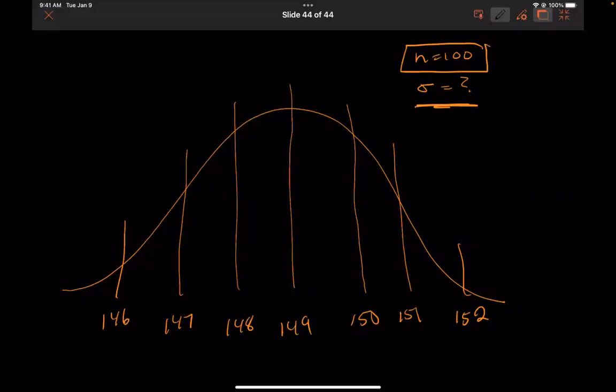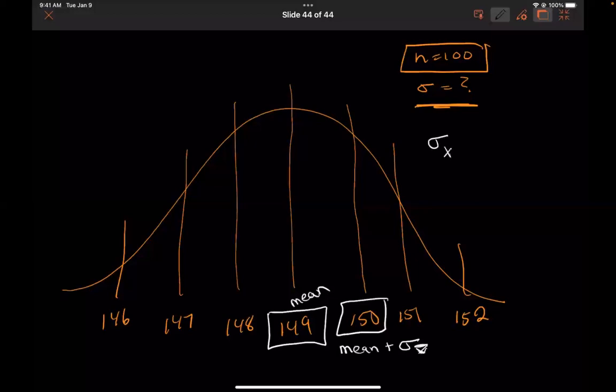This number right here is the mean. That is the mean. This right here is the mean plus the standard deviation sub X bar, which I can't draw down there. I'm too close to the bottom of the screen. That is the mean plus the standard deviation sub X bar. So we can figure out what the standard deviation sub X bar is just by looking at this. I can see that my standard deviation sub X bar is 1 because 149 plus 1 is 150. Are y'all still with me?